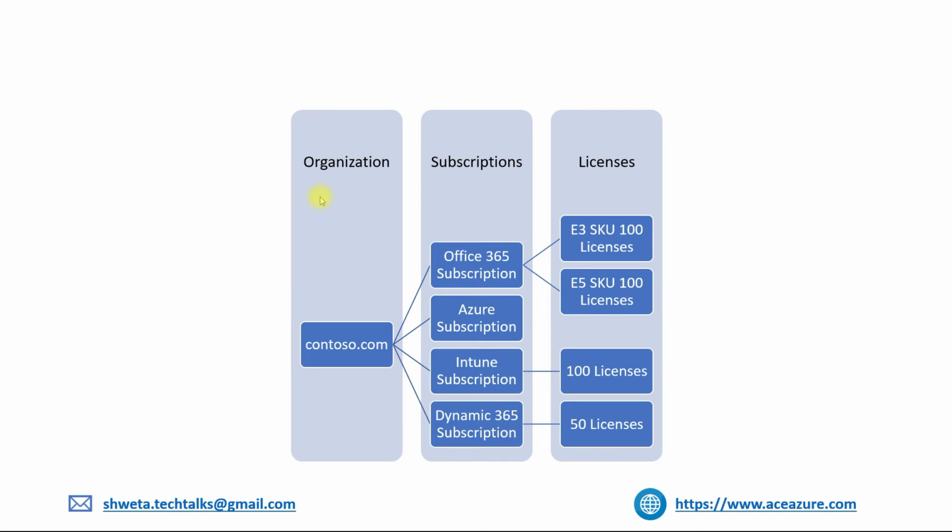Moving on, so diagrammatically, if we try to represent it, this is the topmost in hierarchy, the organization. One organization has multiple subscriptions and each subscription can have multiple licenses. So for SaaS-based offerings like Office 365, Intune, Dynamics 365, you can have multiple licenses which can be assigned to the users by your administrators. And the Azure subscription, as we have seen, is a consumption-based model. The software licensing is built into the service for PaaS, and for IaaS, you will have to purchase the licenses separately.